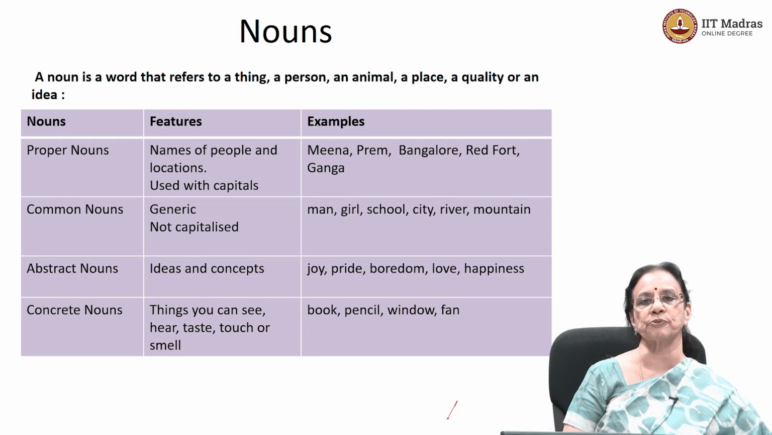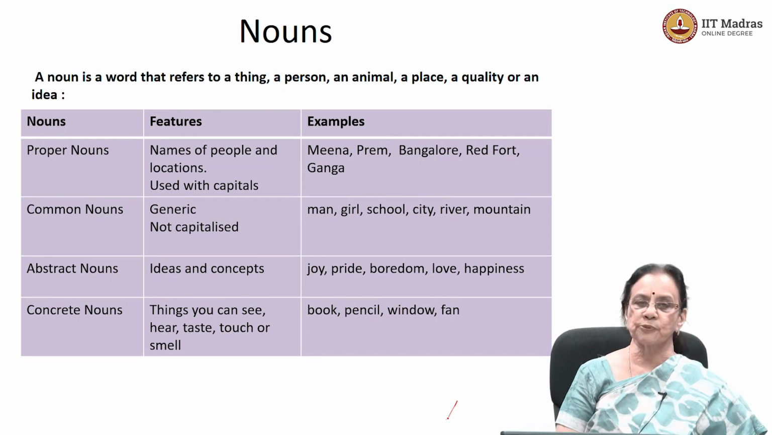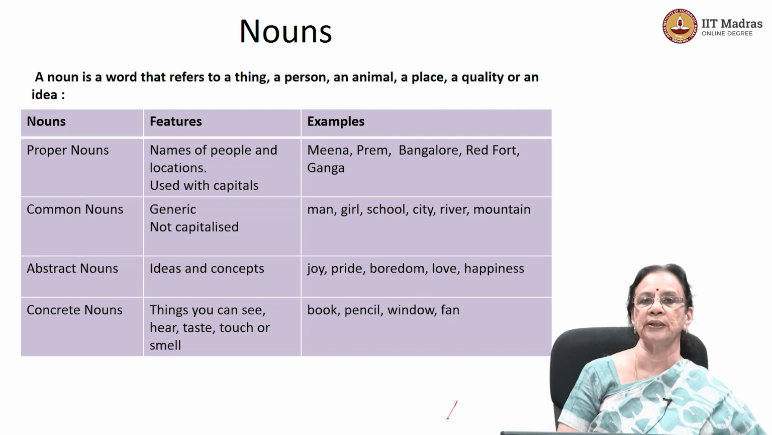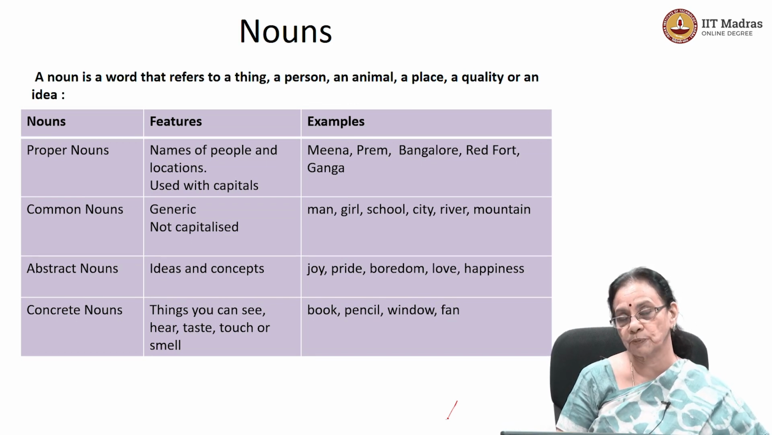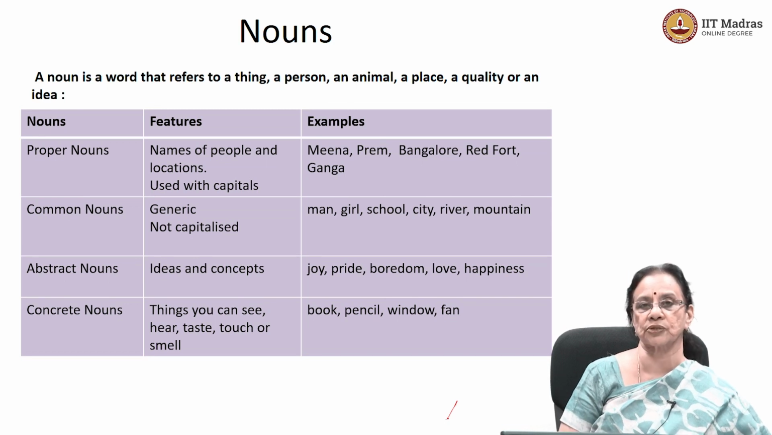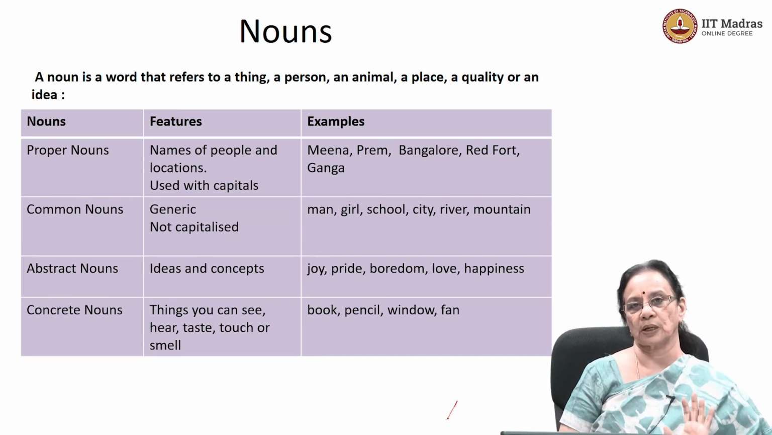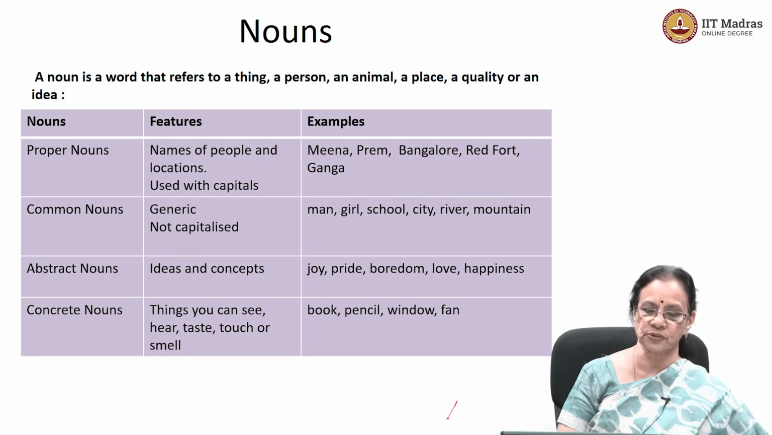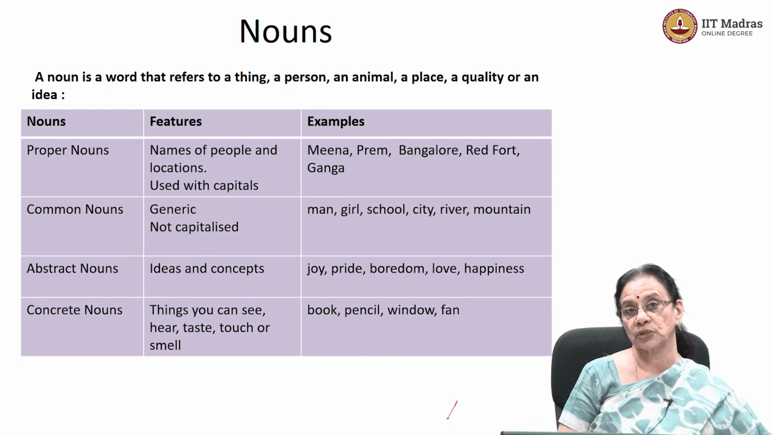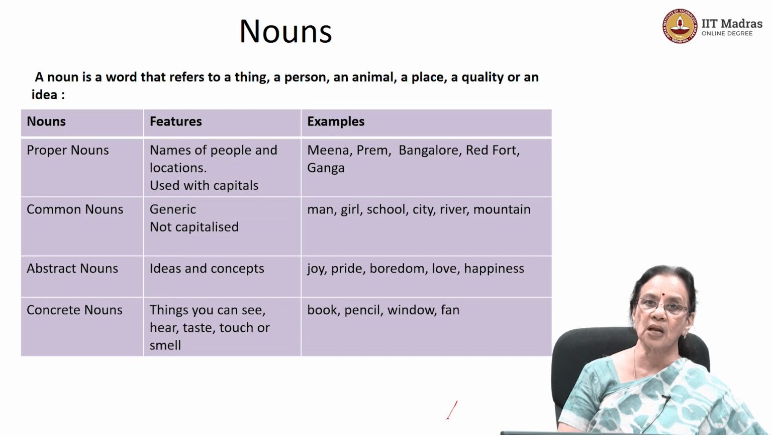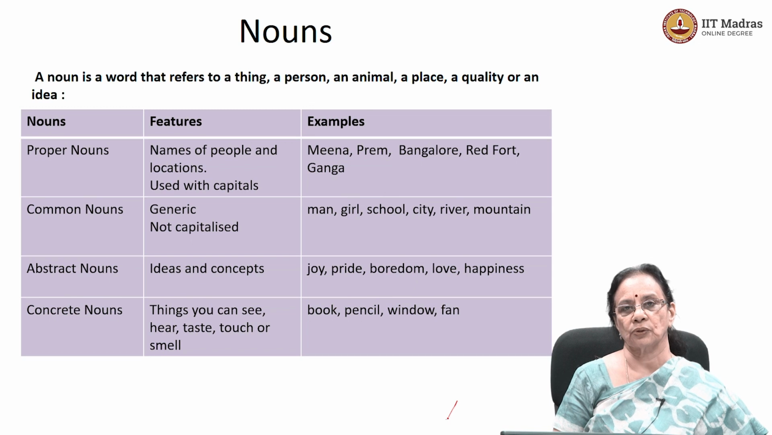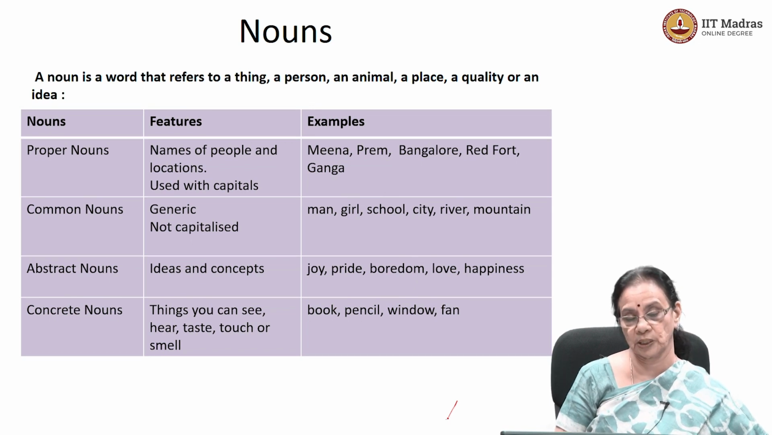And then come the abstract nouns. Now, abstract nouns are usually ideas and concepts. That's why they are called abstract. And anything that you can't touch, feel, is an abstract noun. Let us look at these examples. Joy. So, pride. You can't touch it, you can't feel, you can't see it. And then boredom, love, happiness, they are all abstract nouns. And even emotions are abstract nouns.